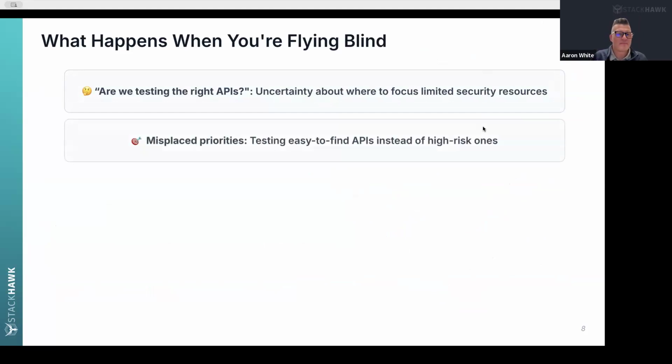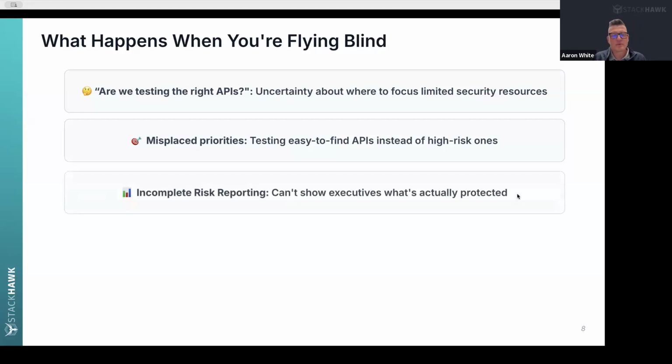You have misaligned or misplaced priorities. You're testing what you know about. The easy to find APIs are not always the ones that are the highest risk to your business. Incomplete risk reporting. You can't show executives or your leadership what's actually being protected and whether they are the right things to be protected.